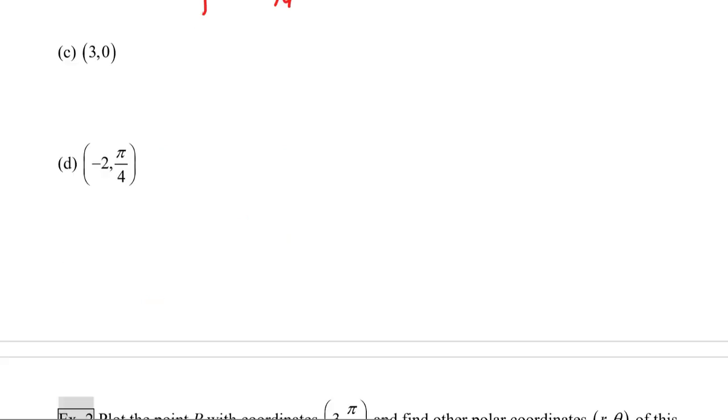Part C, I'm graphing the point with a radius of 3 and a theta of 0. So the positive x-axis is where theta is equal to 0, and I will go out 1, 2, 3 units. So this is the point 3, 0.